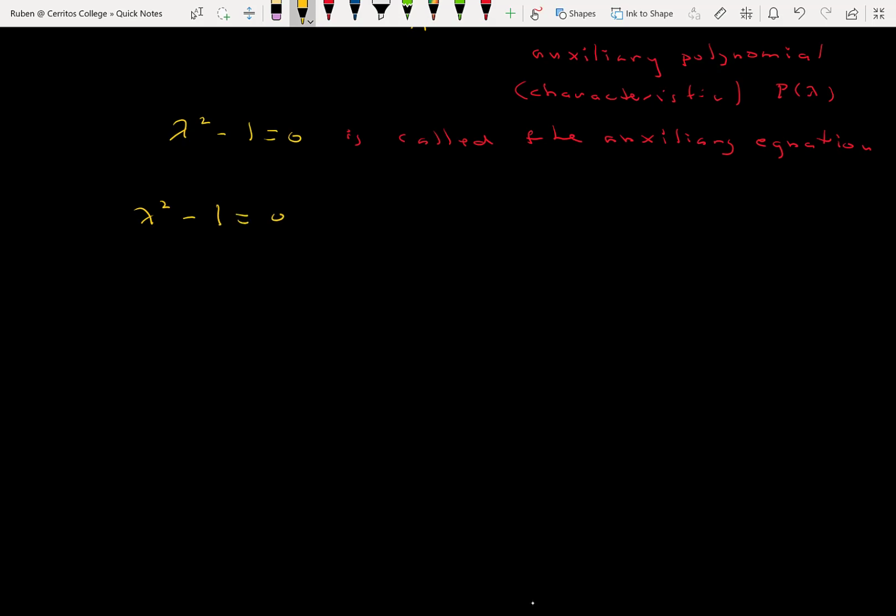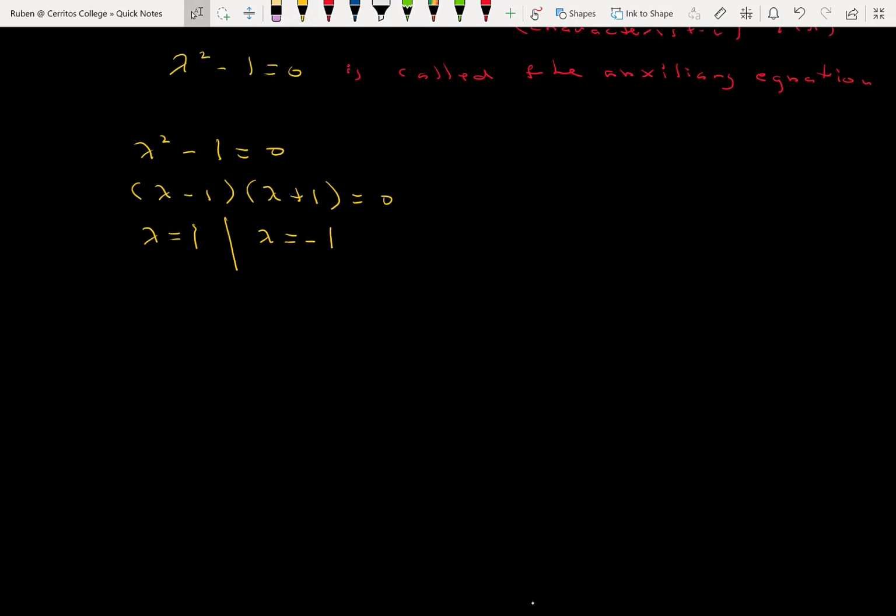Lambda squared minus 1. If lambda squared minus 1 equals 0, we can factor this into lambda minus 1 times lambda plus 1, since we're looking at a difference of squares. So it looks like two possible solutions. The only two possible solutions for lambda are lambda equals 1 and lambda equals negative 1. From this we see that e to the 1x and e to the negative 1x are solutions.